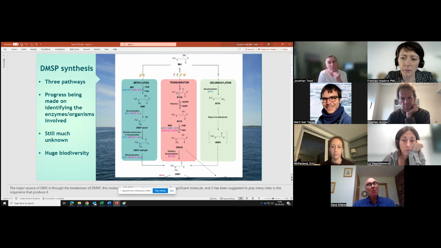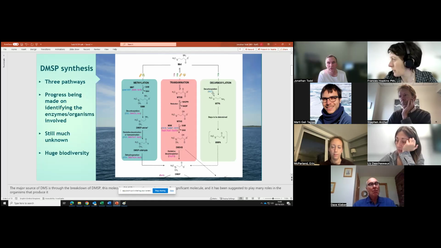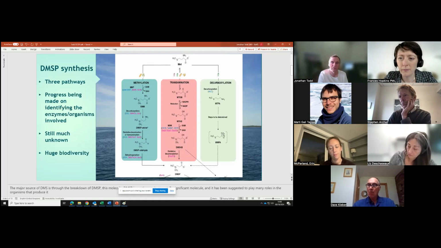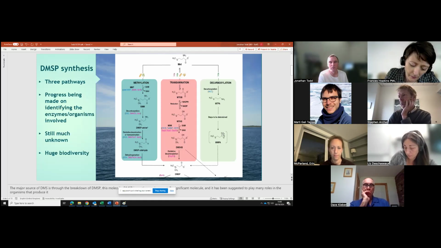We identified the key methyltransferase enzyme involved in the transamination pathway. And as yet, unfortunately, we've failed in our trying to understand how the one heterotrophic dinoflagellate takes methionine to make DMSP via this decarboxylation pathway. But the take-home message is that we know many of the key enzymes that are involved in these pathways that lead to the production of DMSP from methionine. And another take-home message is that there's huge biodiversity in the ways in which organisms conduct these processes.